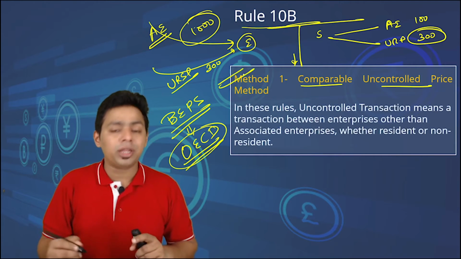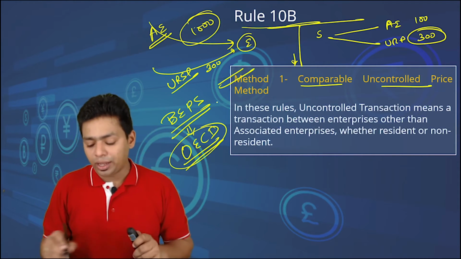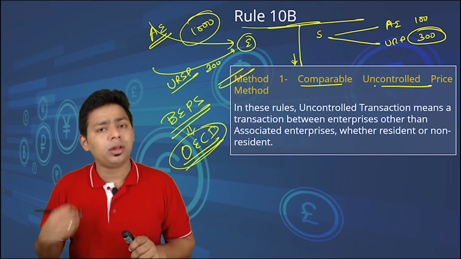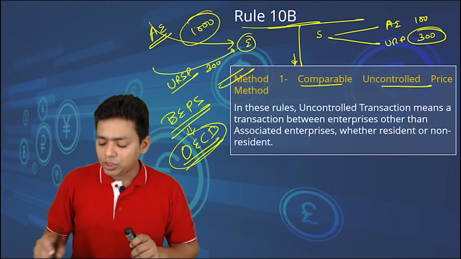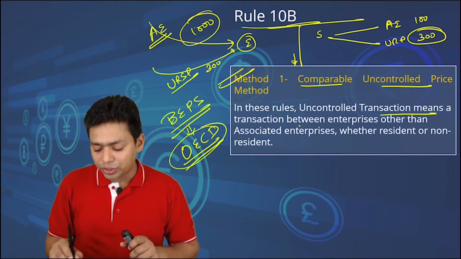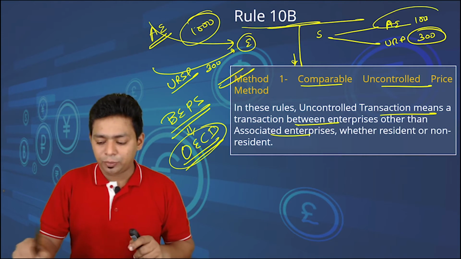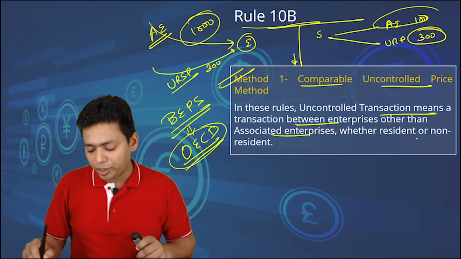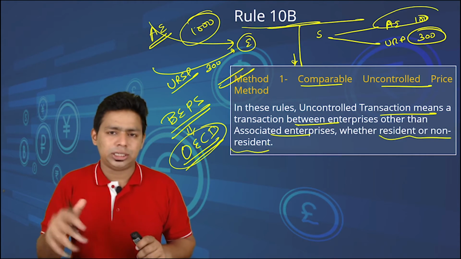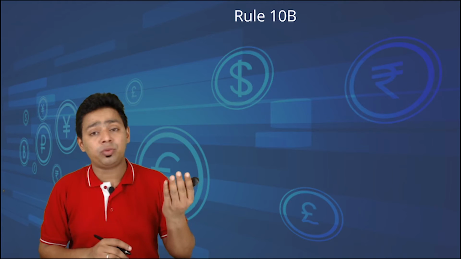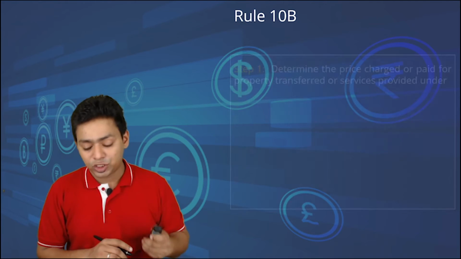So the most common method internationally, not only in India, is the comparable uncontrolled price method, the CUP method. In this rule, uncontrolled transaction means a transaction between an enterprise and a person other than an associate enterprise, whether resident or non-resident. That person can be resident or non-resident, because we have to do some other adjustments also.